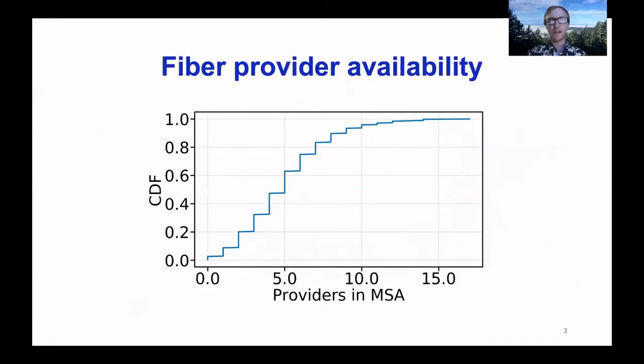In all of these metro areas, we also try to find out how many different providers there are in each of these areas. And so this graph shows the cumulative distribution of the number of providers in each MSA. Most MSAs have 5 or fewer different providers represented in these maps, and a very small number of them have 10 or more.